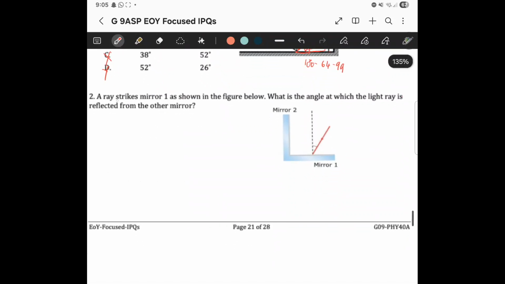All right. A ray strikes a mirror as shown. What is the angle which is reflected from the mirror? It is the same angle. So the angle will be the same angle. It doesn't say the angle, so it will say same angle.